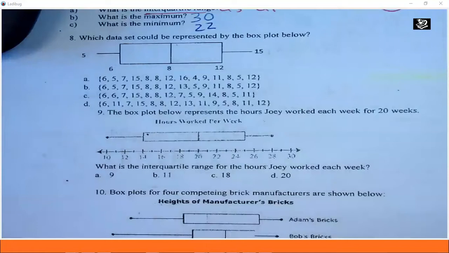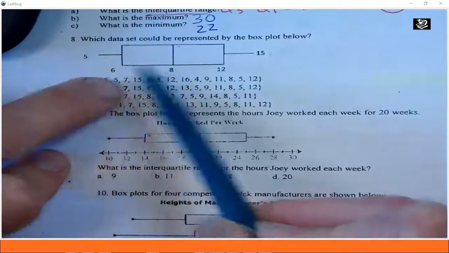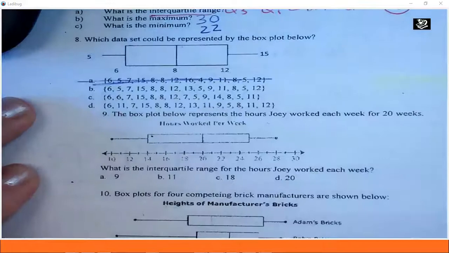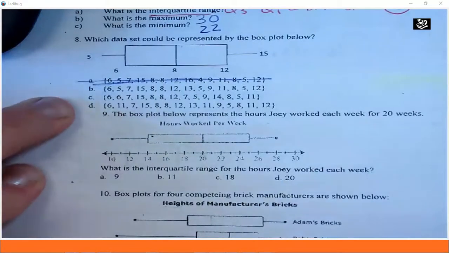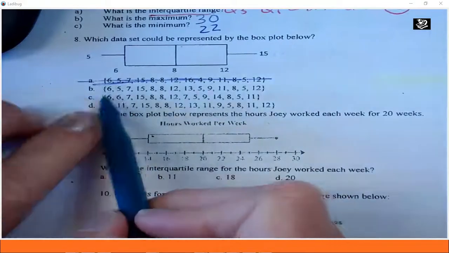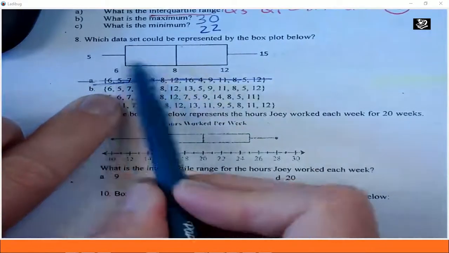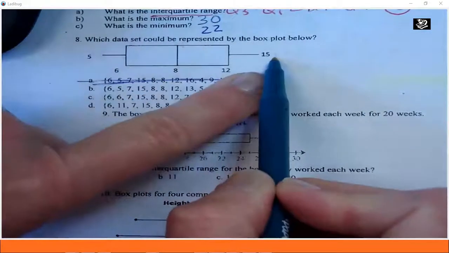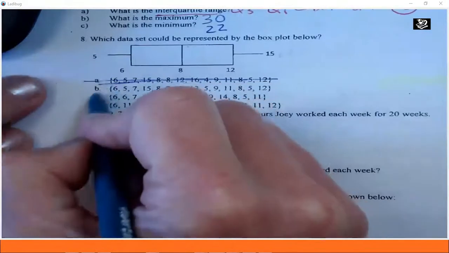All right, Jordan, does answer choice A match the minimum, Q1, median, Q3, and max? Does answer choice A work? No. Okay. Cameron, Chase, Jamon, what about B? Did it work? So do you agree with that, Jamon? Did it match? Do you have 5, 6, 8, 12, and 15 on Desmos? Good. So B is your answer.